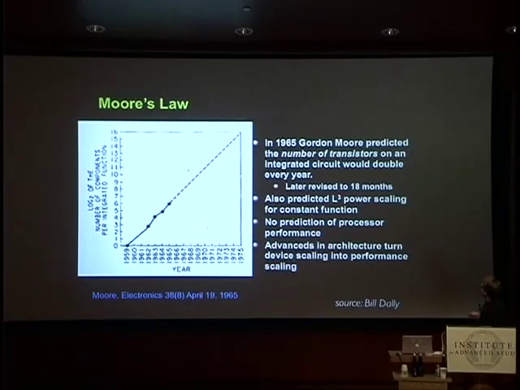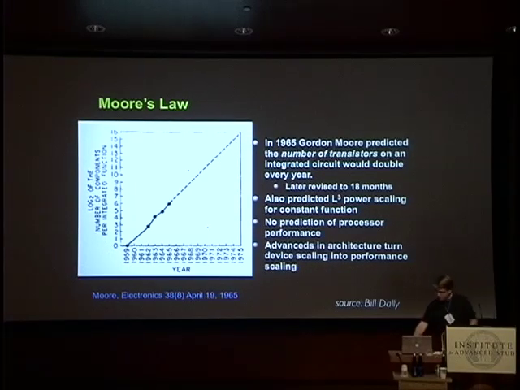Okay, so Moore's Law did not predict, in this paper, that processor performance would behave in any certain way. He did predict that there would be an unfavorable power scaling at constant functionality, and the idea was that advances in architecture, how to use all these transistors that were going onto the chip, would turn into a performance scaling.